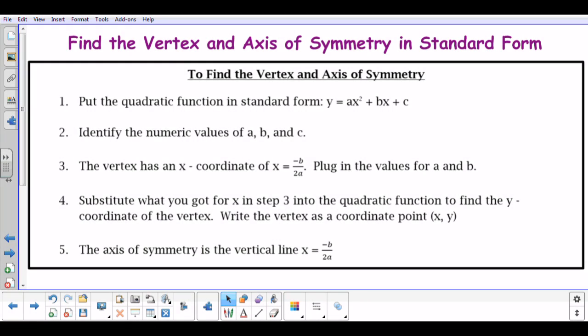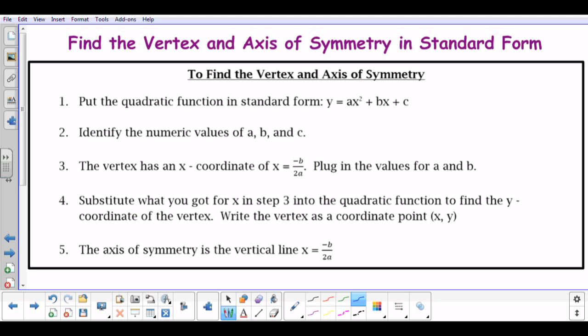So in our previous problem, we were finding the vertex and axis of symmetry in vertex form. Here in this example, we're going to find the vertex and axis of symmetry in standard form. So your standard form is where you don't have any parentheses. You just have an x squared term, then your x term, then your constant. So your variables are in descending order according to their exponents.